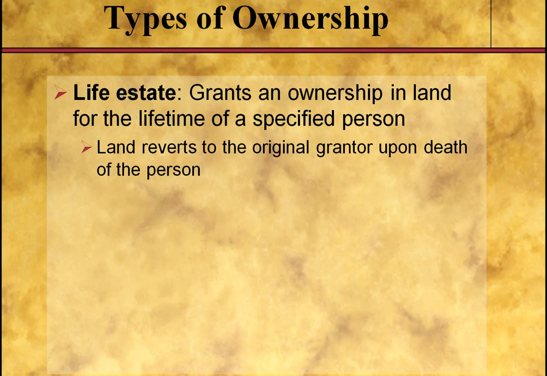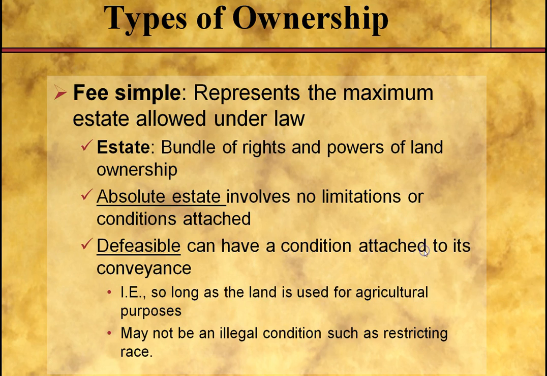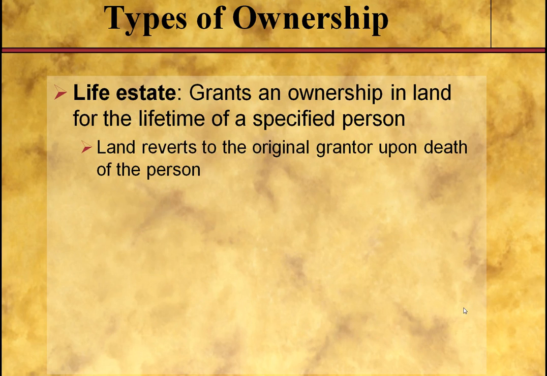But the defeasible cannot be an illegal condition. For example, there used to be that property could not be sold to blacks. That is, the Supreme Court has found that that is unconstitutional, and so all of those conditions were stricken. So you cannot put a race limitation onto property.